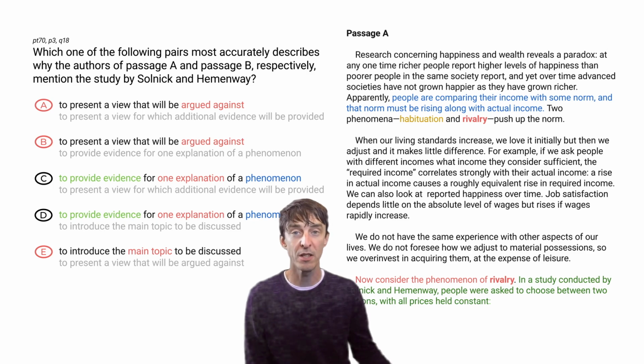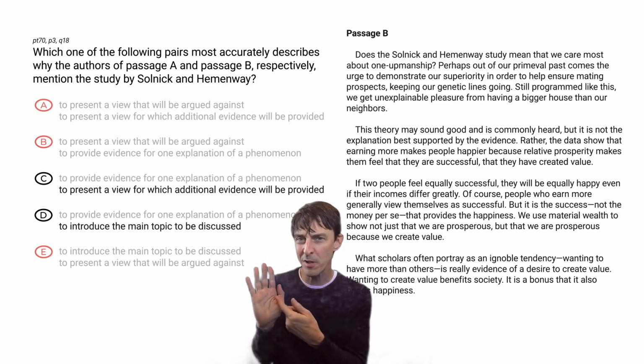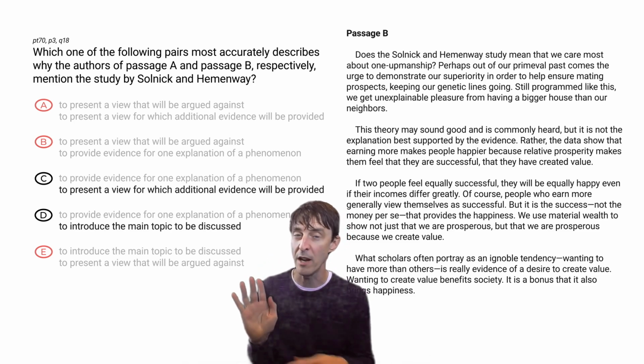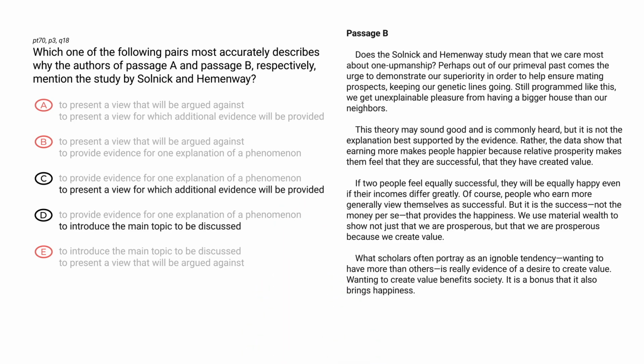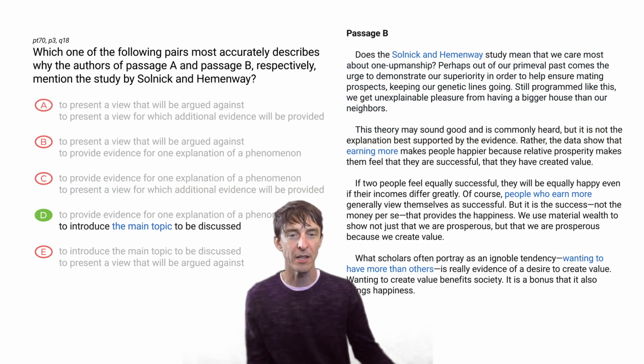With passage B, we know the study was the entire centerpiece of why that passage got written. It was like, people normally interpret this study to mean X, but it really means Y. So let's look for something like that. Is passage B presenting a view? Sure, I mean, the Solnick and Hemingway study helps to present the view that humans care a lot about one-upsmanship. We get this weird pleasure about having a bigger house than our neighbors. But our author isn't going to follow that up with additional evidence. She follows it up by saying, this is not the explanation best supported by the evidence. In fact, let me tell you the real explanation. So the second half of C is contradicted. So D is our correct answer here.